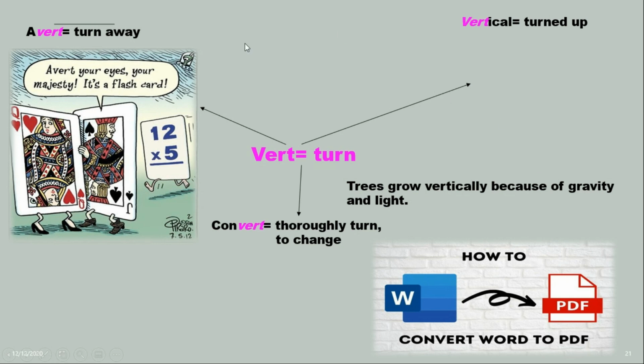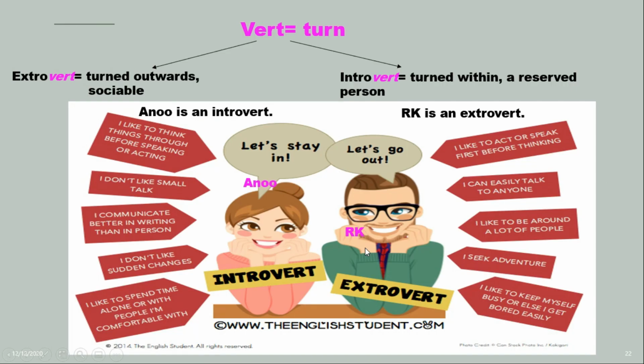Again, let us learn the meanings of three different words here. Avert, turn away. Vertical, turned up. Convert, thoroughly turn or to change. Next, look at the word extrovert, turned outwards or sociable. Anu is an introvert.